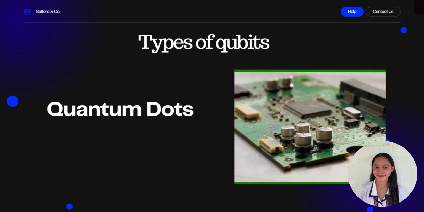Advantages of qubits. Because of superposition and entanglement, quantum computers can solve certain complex problems much faster than classical computers, such as simulations, optimization, and cryptography. Disadvantages. Qubits are very sensitive to noise, require special environments, and are expensive to maintain.